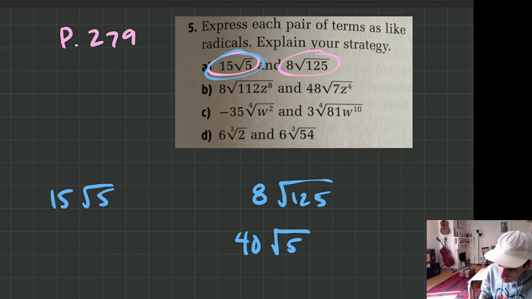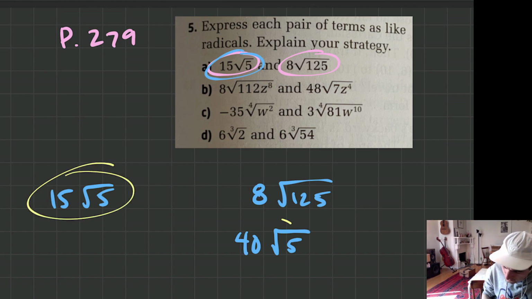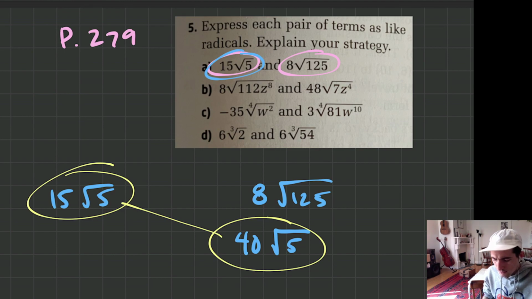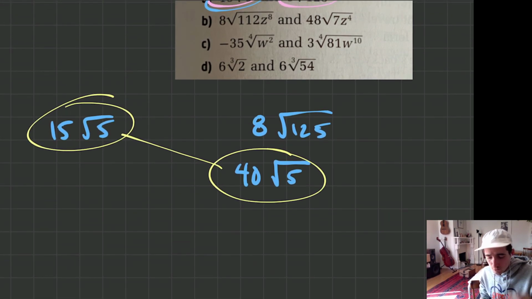And now look at this. Now both of these are like radicals. So what I mean by like radical is two radicals that you can add together because they have the same radical portion. So they've got the same radicand. So underneath the radical symbol, they have a 5. So that means that we can add them together.